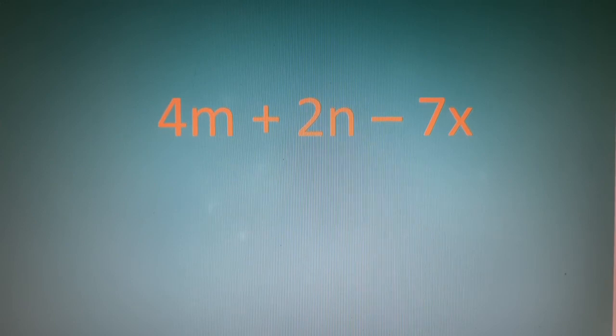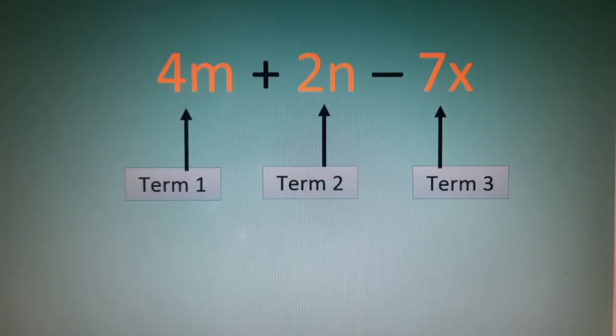Now look at this example. This expression consists of three terms, 4m, 2n and 7x. This expression consists of three terms. They are plus 4m plus 2n minus 7x.